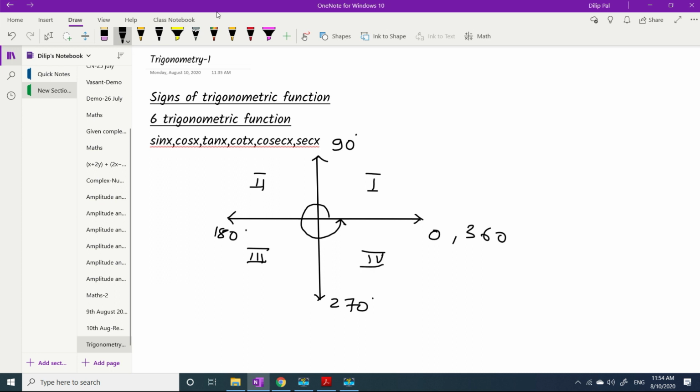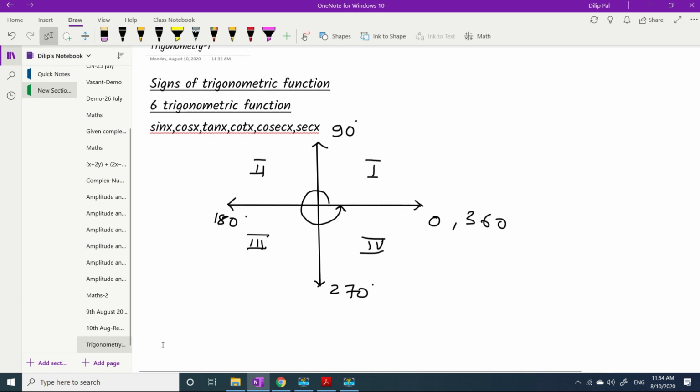Again, this is the basic thing I'm explaining. But now what I wanted to explain is that in these quadrants, these trigonometric functions may be positive or they may be negative. So for this, I'm going to give you a rule, and the name of that rule is the ASTC rule. Now let me tell you what this ASTC rule is.